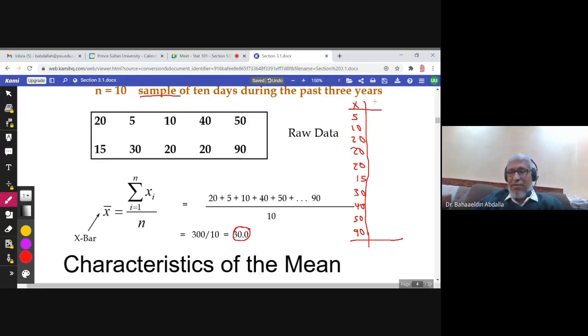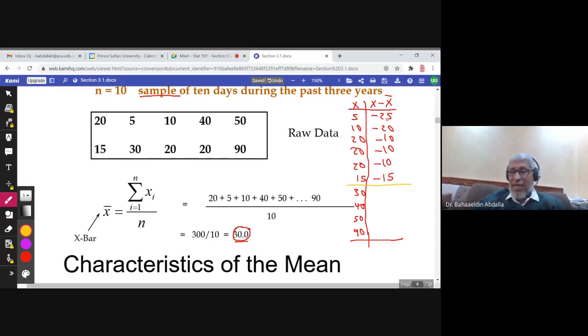Now find x minus x bar. X bar is 30. These are the x values. So 5 minus 30, negative 25. 10 minus 30, negative 20. 20 minus 30, negative 10. 15 minus 30, negative 15. All of these numbers are smaller than 30, so they are to the left of 30. How many numbers? 2, 4, 6. 6 numbers are to the left of 30, smaller than 30.